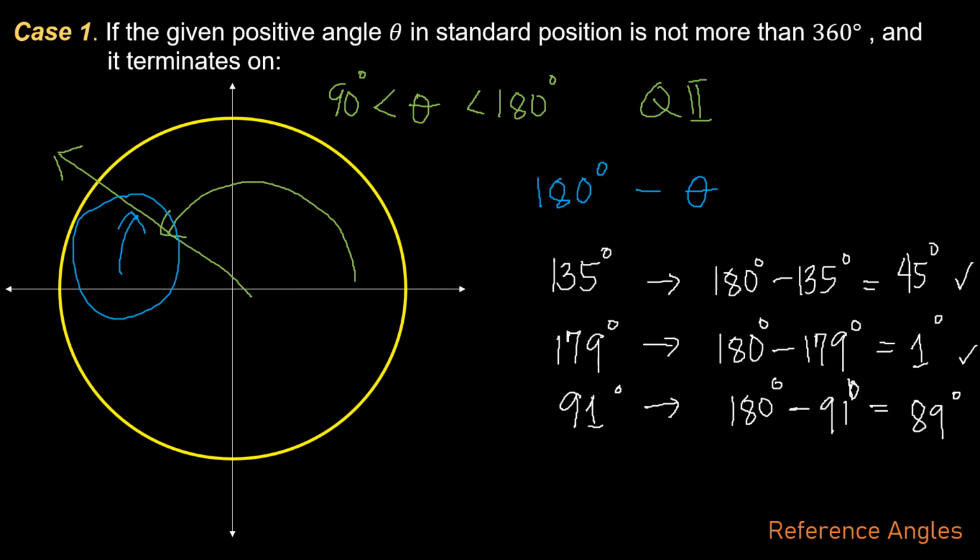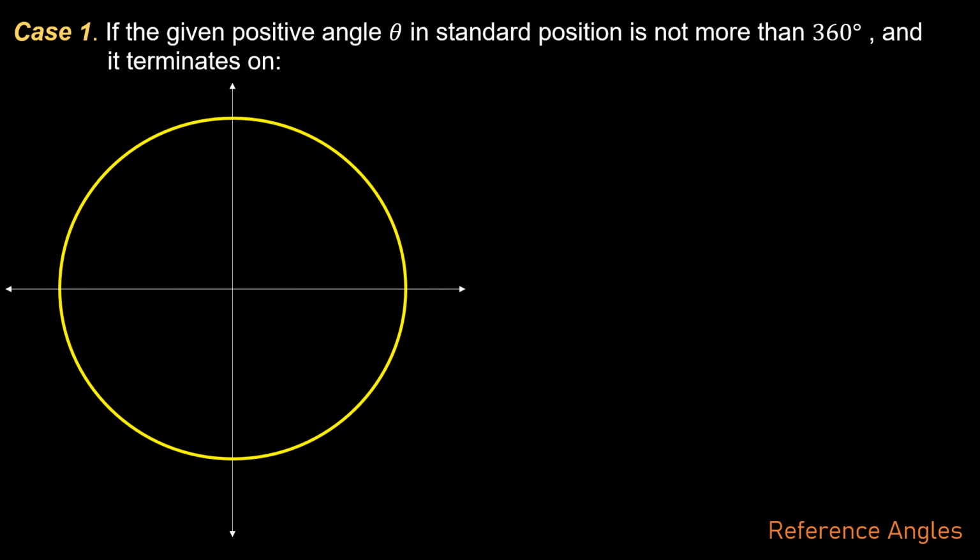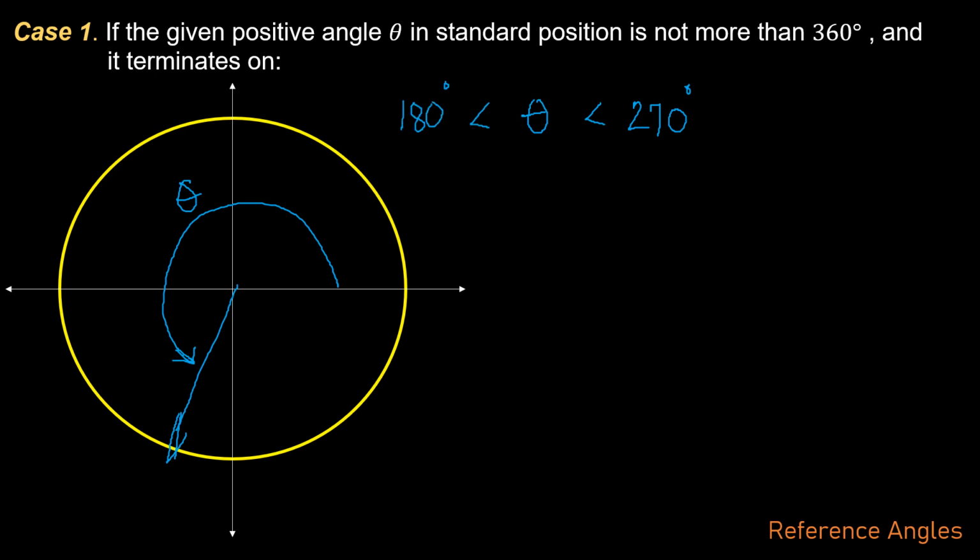So what about for quadrant 3? When an angle terminates on quadrant 3, let's say the angle here, nag-stop siya dito. So ibig sabihin, that angle theta that is found on quadrant 3 must have a measurement that is less than 270 degrees but greater than 180 degrees. Lampasan mo 180 degrees pero hindi mo pwedeng lampasan o hindi ka pwedeng equal sa 270 degrees. So a good example of that is 181 degrees. Pero ang tanong dito, paano mo malalaman ang reference angle?